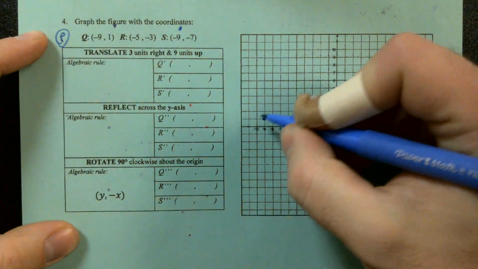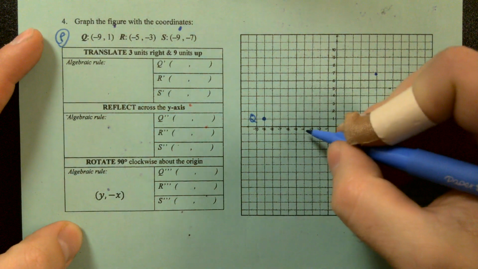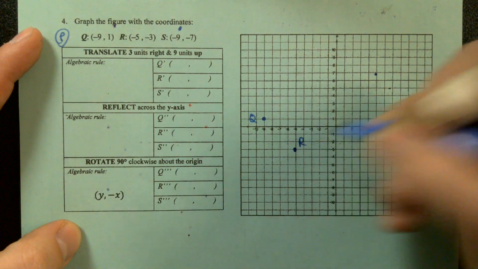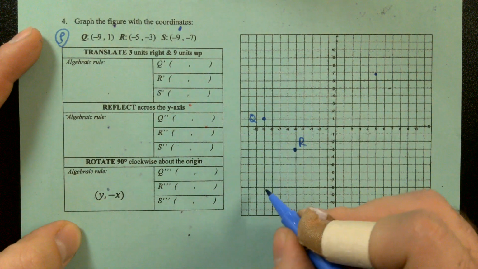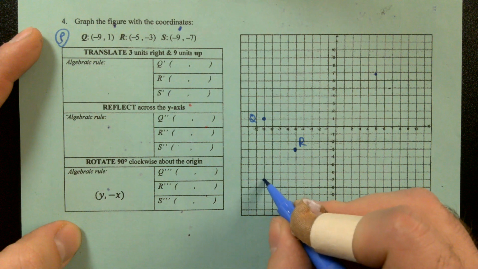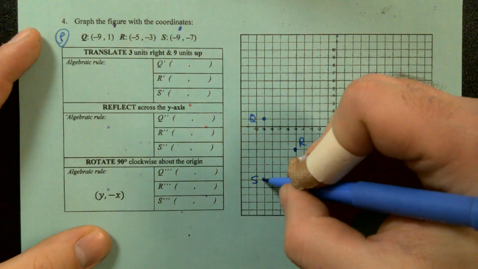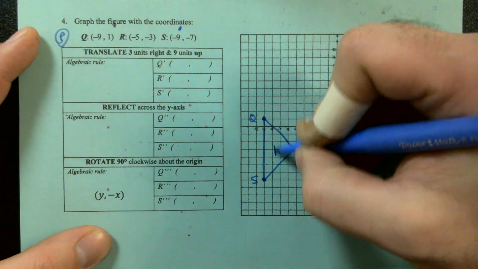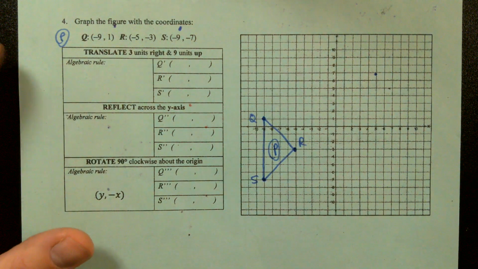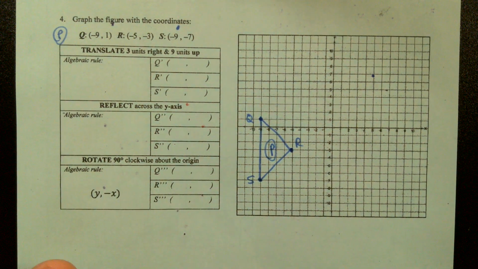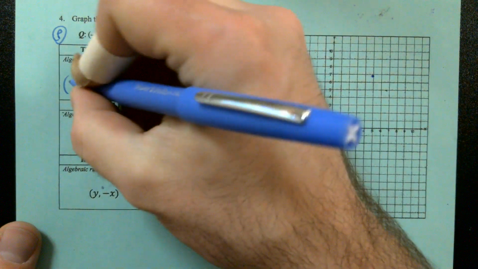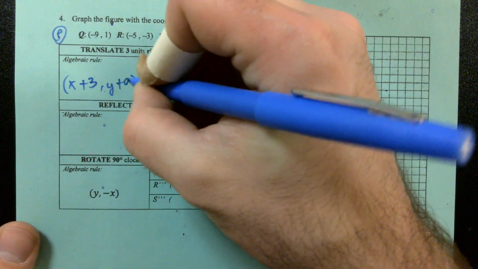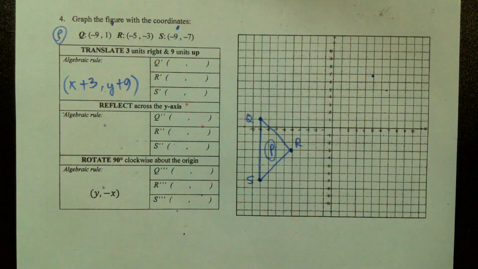Number 4, my pre-image. -9, 1 is Q. -5, -3 is R. And -9, -7 is S. Here's my pre-image. If I translate 3 to the right and 9 up, what's my rule going to look like? +3, +9. Perfect. We got a double positive. We're going right and up.